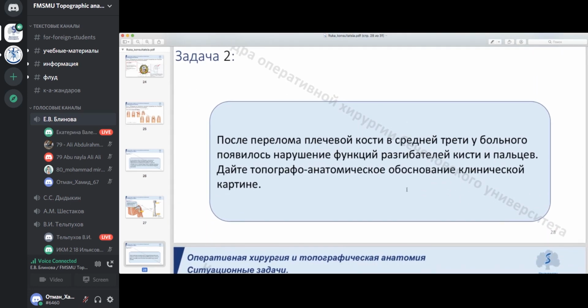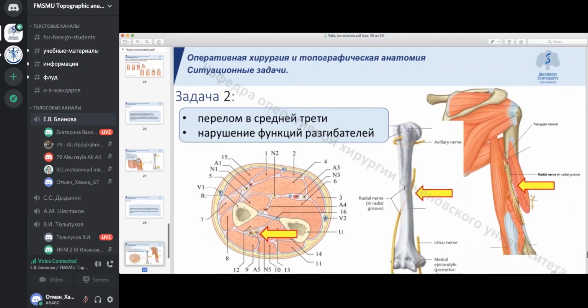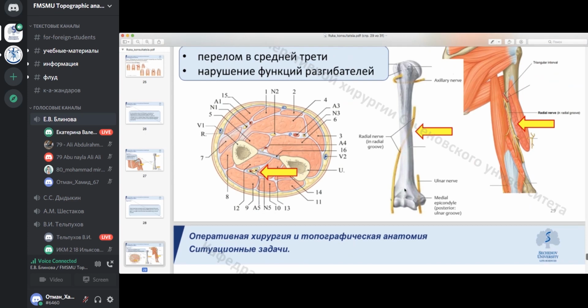Clinical case number two. The patient broke the humerus in the middle third. The patient cannot extend the hand and cannot extend the fingers. Why? You should know what nerve supplies the extensor carpi ulnaris and radialis and extensor digitorum. These muscles are located in the posterior compartment of the forearm. And I said to you, all muscles of the posterior compartment are supplied by the radial nerve.